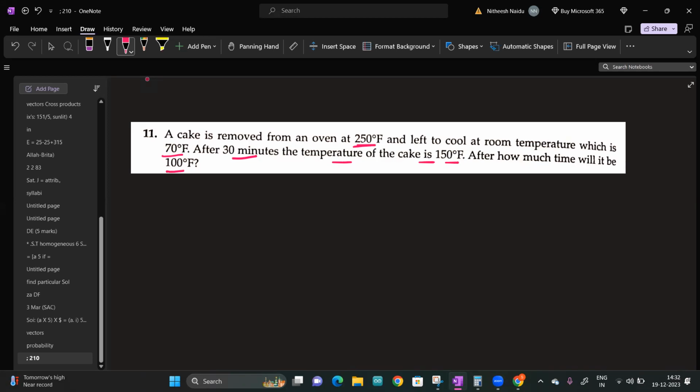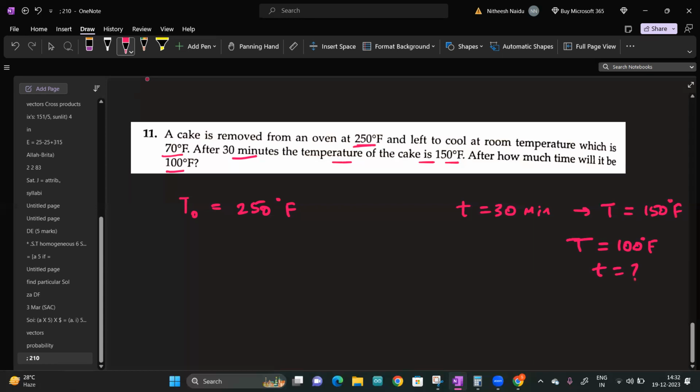That is the question. So again, write down the major values. What is initial temperature T0? 250 Fahrenheit. Some clue was given: after 30 minutes of time, the temperature will be 150 Fahrenheit. This is the only clue. And he's asking capital T is equal to 100 Fahrenheit. So getting this temperature, what is the time required? Understood this question part?